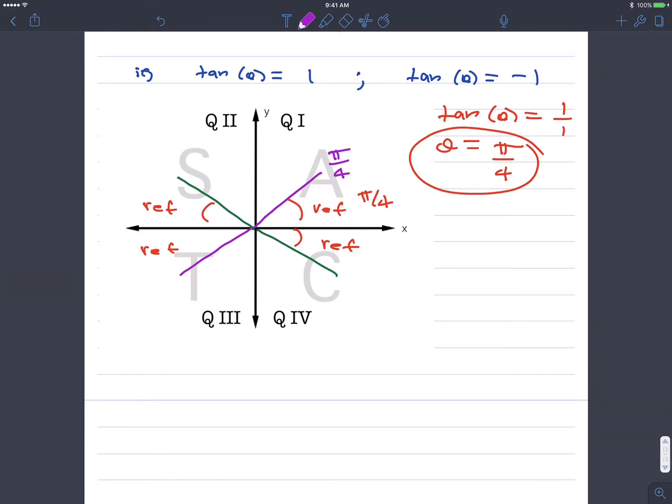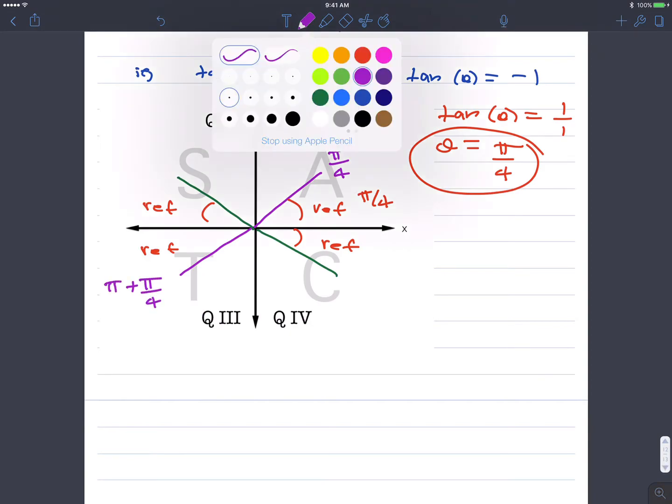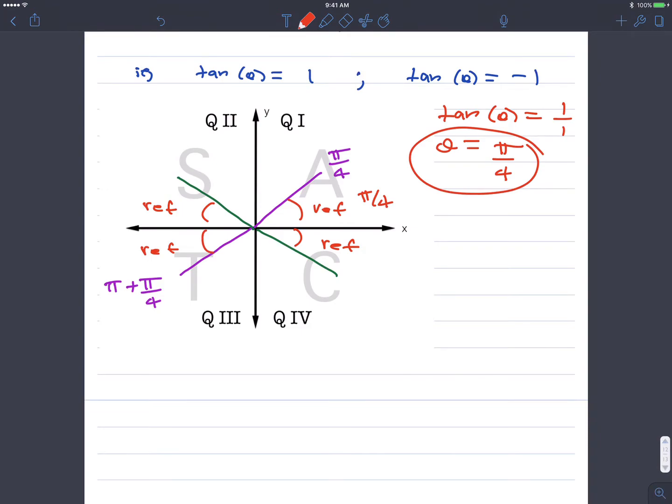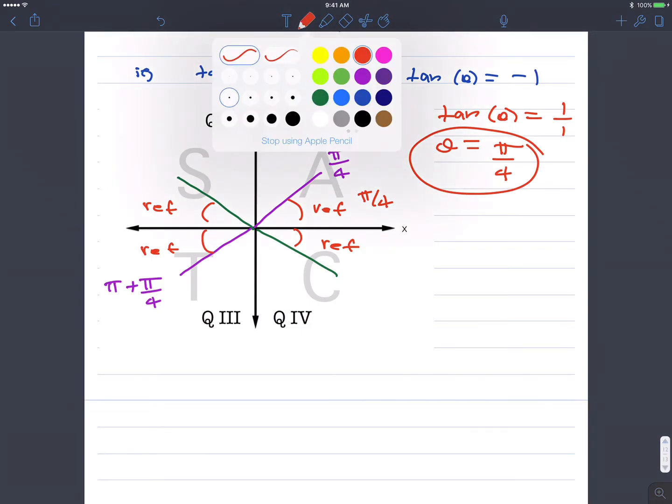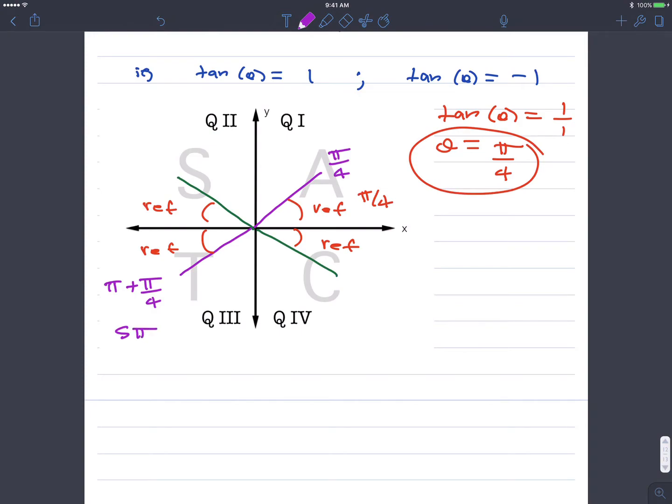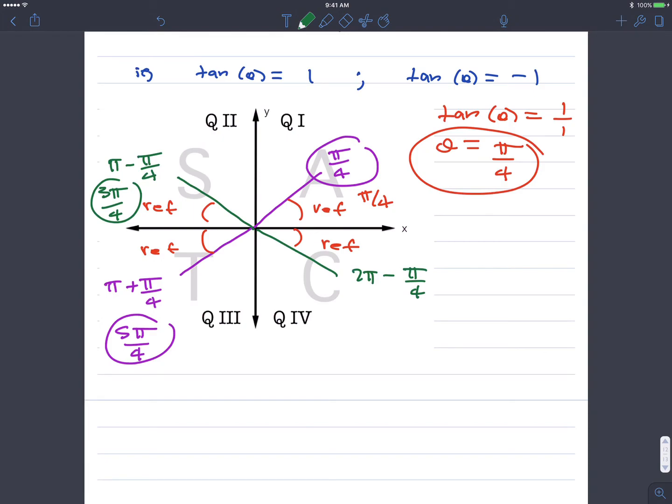What about quadrant 3? Pi plus what? Pi over 4. What does that give me for the positive tangents? 5 pi over 4. Good. My two solutions for tangent +1. And in green, pi minus pi over 4. What does this give you? 3 pi over 4. That's right. And then 2 pi minus pi over 4. What does that give you? 7 pi over 4.